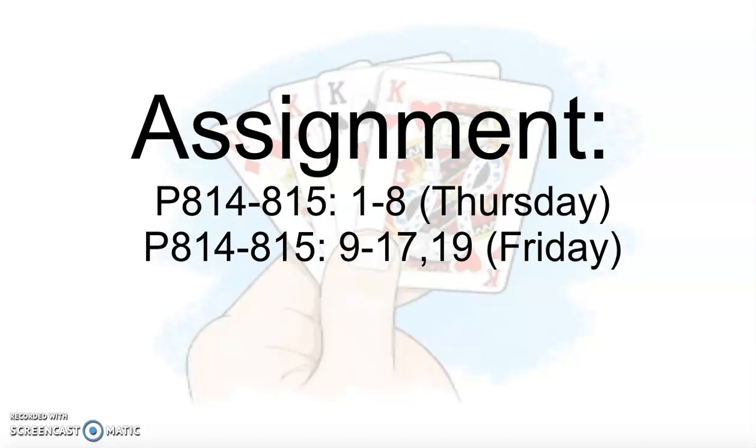All right, so basically this is kind of your final assignment for the year, because this is the last week that we really have of school other than June 1st, June 2nd, and June 3rd. So on Thursday, I want you to do problems 1 through 8 on page 814 to 815. And yes, I know number 5 has a lot of answers to it, but I think you'll still be able to handle it. And then on Friday, I want you to do questions 9 through 17 and 19.